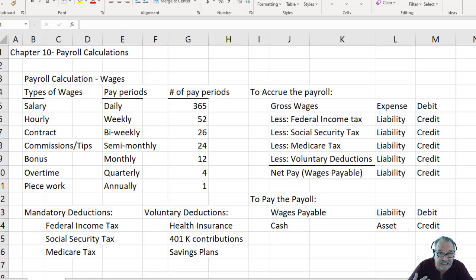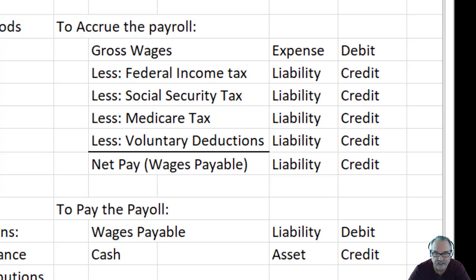Remember, the employee is paying this money, right? They earn a certain wage, but then we withhold this money and we create a liability. Now, employees may also have optional deductions for health insurance or 401k contributions or savings plans or cafeteria plans, all kinds of other ways that employees can contribute towards their retirement or towards childcare, whatever it is. But the calculation ultimately is the wages minus these deductions gives us the net pay.